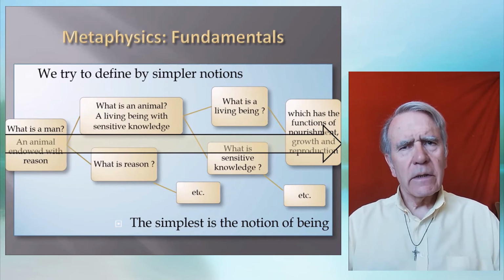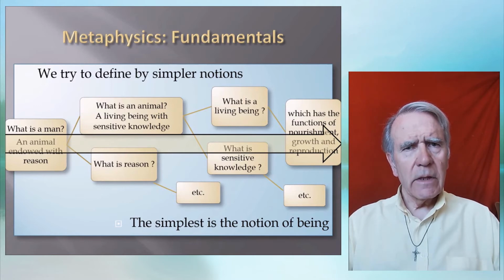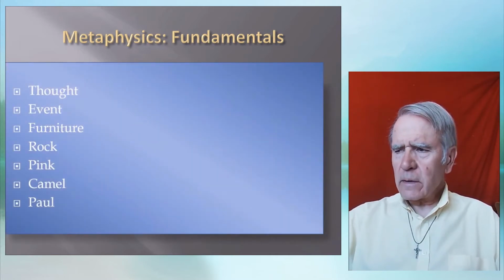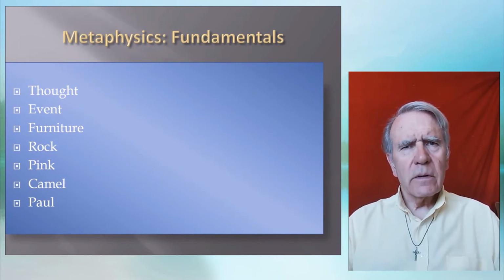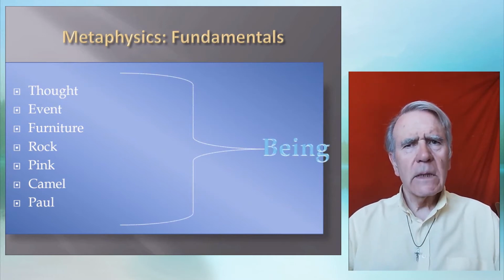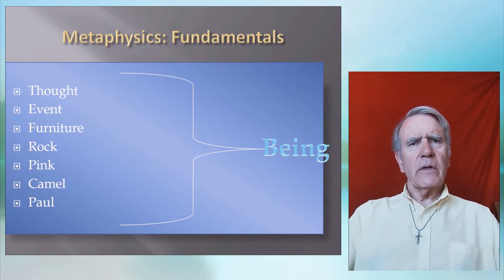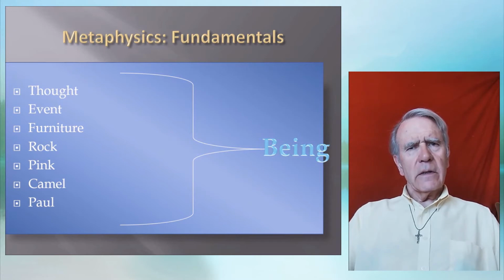The notion of being is the simplest, the most common. That is to say, we find it in all things, and it is the most obvious. This is what you say when you can find a word, when you say something, a thing. For example, between a thought, an event, a piece of furniture, a rock, a rose, a camel, and this man called Paul, the most common notion that we find is being. That is, this which has existence. This is the definition of being. And all these designated things have in common that they exist.